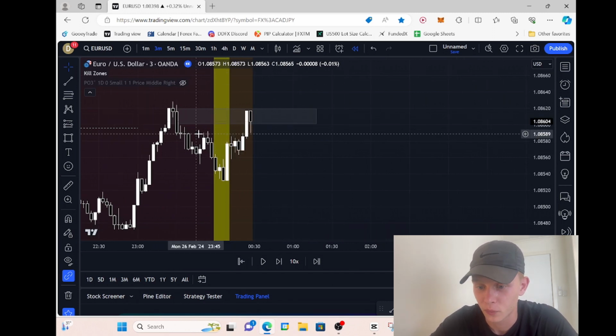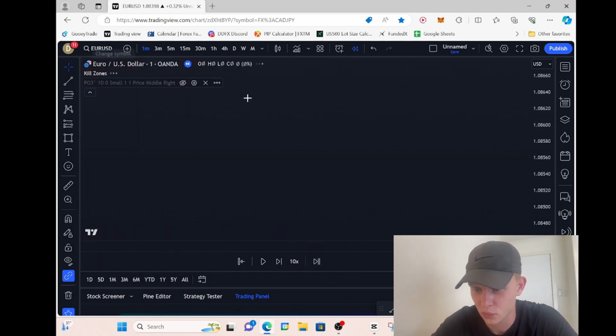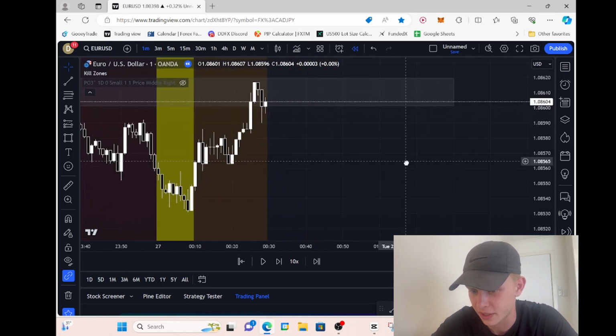Taking a look right here, we did sweep out this high, and price has tapped into this. So this is where I will be going to the lower time frame to find that break of structure.